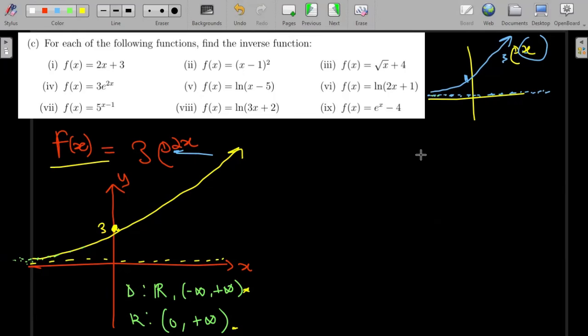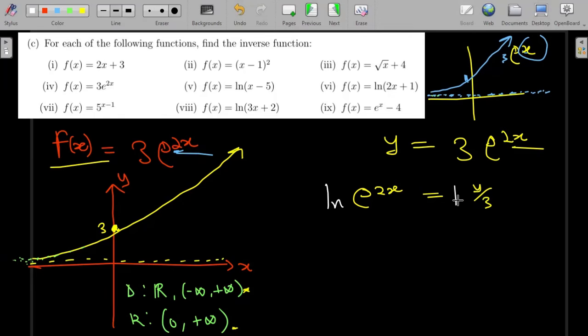So we'll set our f of x equal to y. Then we have y equals 3e to the power 2x. From here, let's make x the subject of the formula. First of all, I divide both sides by 3. So I remain with e to the power 2x equals y over 3. Then to make x the subject, I introduce ln on both sides, because I have e to the power of something there. We know that ln is the same as log base e.